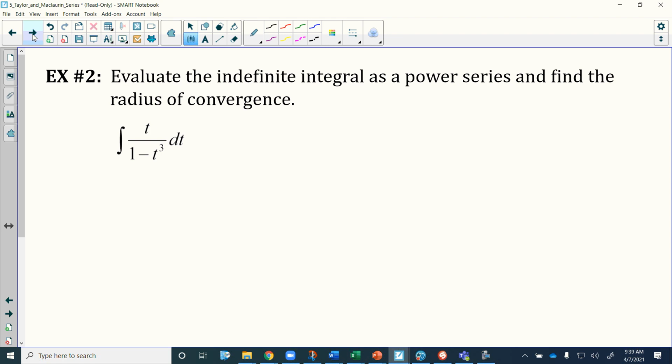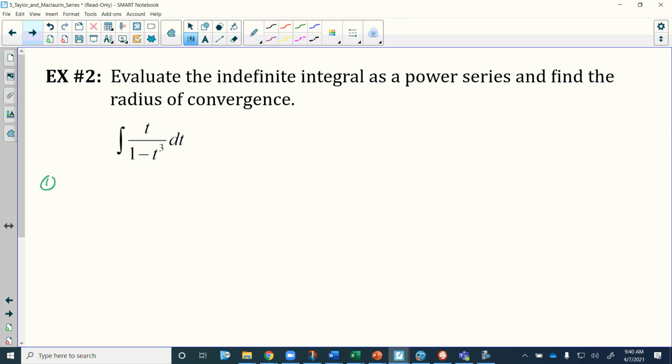Okay. So for this next one, again, it's in the form of that rational expression. It says, evaluate the indefinite integral as a power series and find the radius of convergence. Well, just like what we've done with a lot of other things with our sequences and series, we're going to be able to look at this as something simpler than what we started off with.